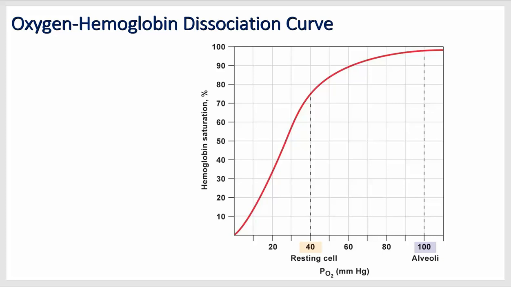So this is the same thing, and it's saying at a resting cell you'll have about 40 millimeters of mercury of oxygen in the blood and in your hemoglobin. And then where you are in the alveoli, it will be almost completely saturated. So you can see when we talk about how it maintains 75%, it's only 75% bound. That's what we're talking about.